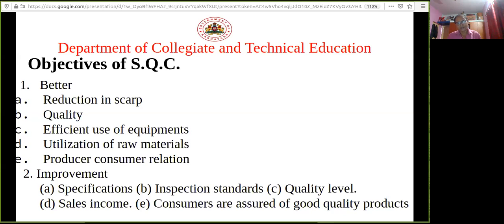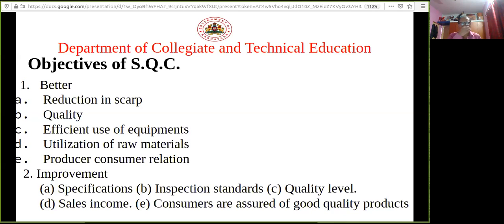And consumers are assured of the quality products, as we know that when the customer goes for the purchase of any items, they will select the item according to the company, because they are assured of the good quality that the company will be giving. So these are the objectives of the statistical quality control.